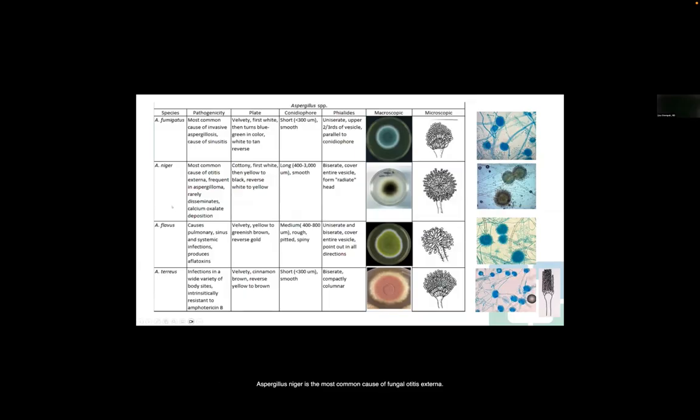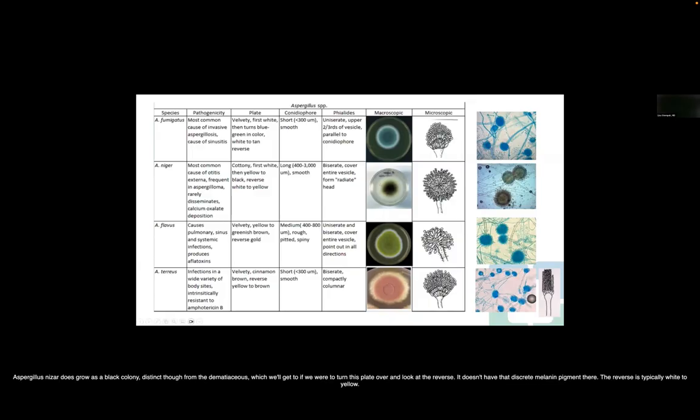Aspergillus niger is the most common cause of fungal otitis externa. It rarely disseminates, but there is some calcium oxalate deposition, and you might be able to see that with polarizing light. Aspergillus niger does grow as a black colony.